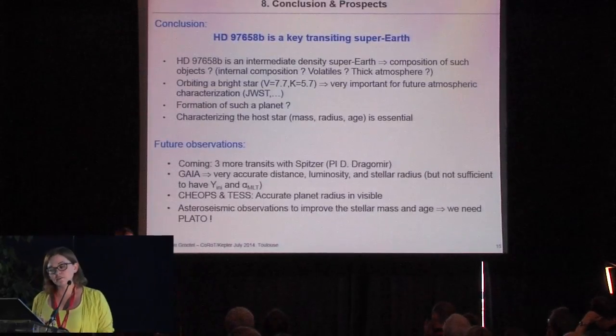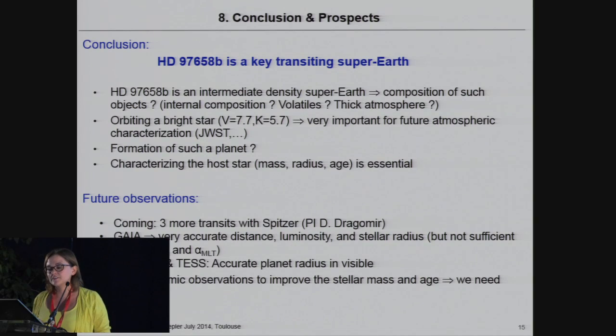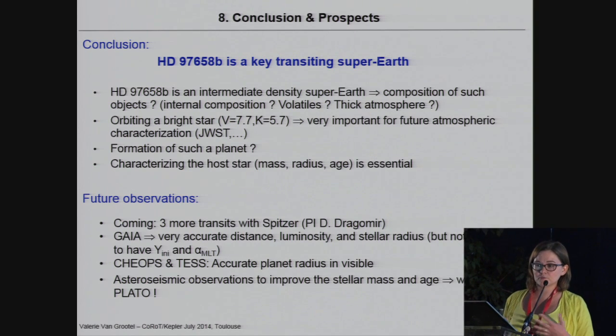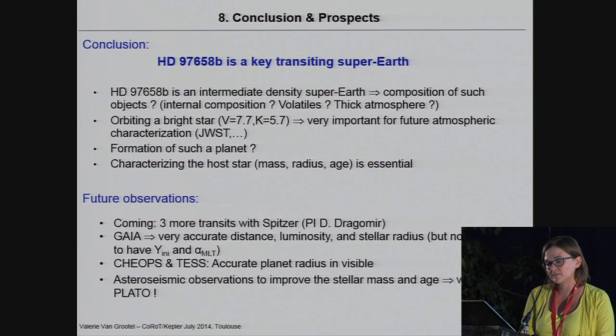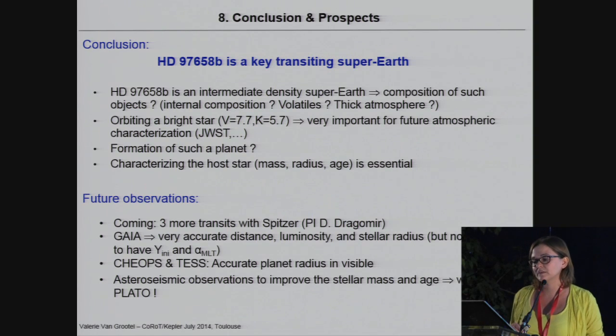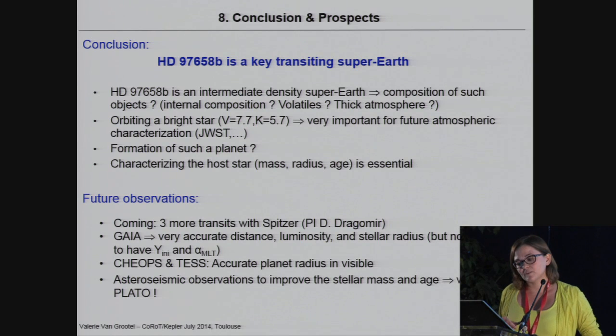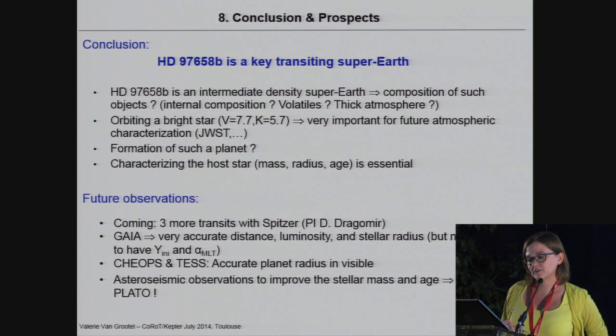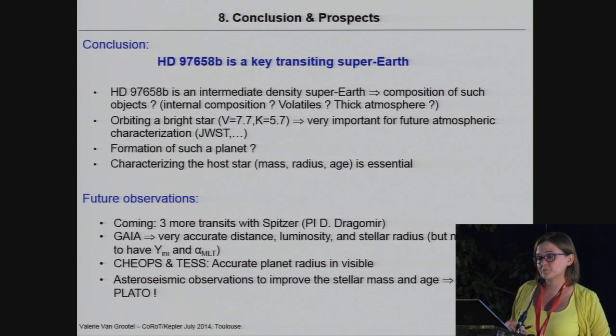So as a conclusion, HD 97658b is a key transiting super-Earth because it's an intermediate density super-Earth. And we always wonder about the composition of such objects. And here apparently we have something that is really intermediate between a true super-Earth and a mini Neptune, so a new kind of object. It orbits a very bright star, the second brightest star for a super-Earth, so it's very important for future atmospheric characterization, especially with the James Webb Space Telescope.